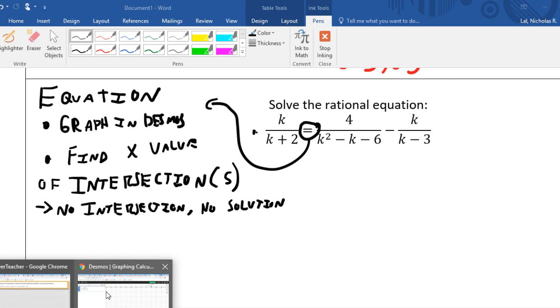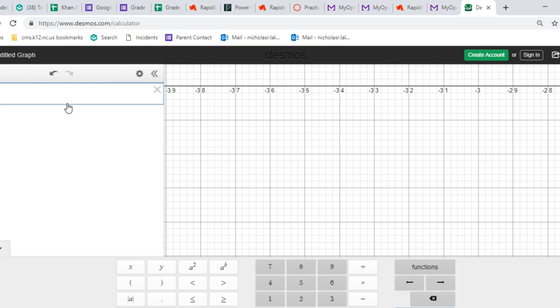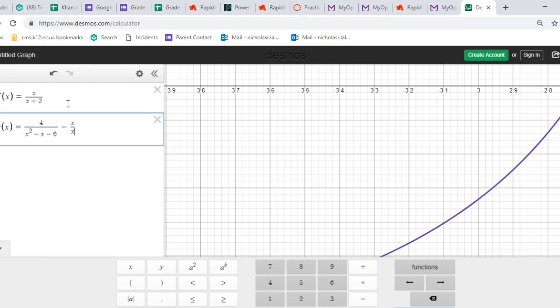So what are our two equations? We're going to have to use x. We can plug in f of x is equal to x over x plus 2, and g of x is equal to 4 over x squared minus x minus 6, minus x over x minus 3.